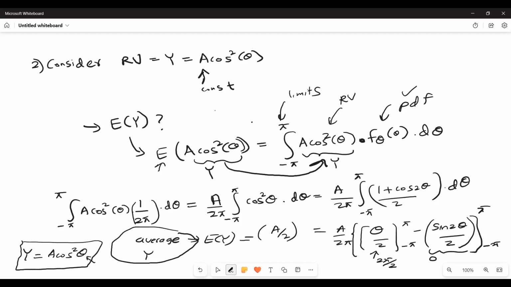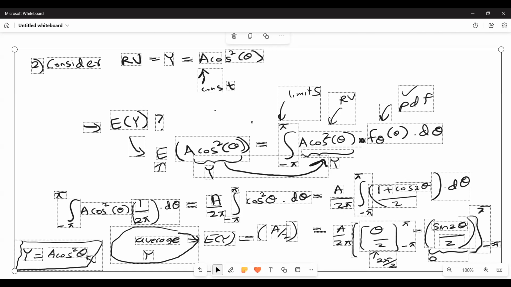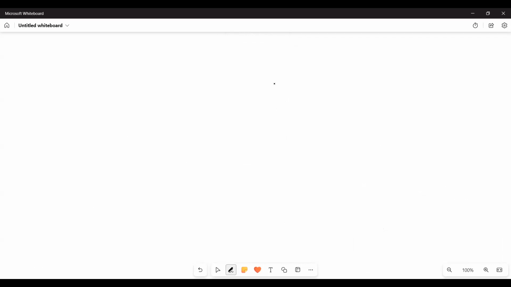I hope that is okay with you. And then I will discuss another example if you like. I think it is in the same area, where we are trying to find the expectation value of a certain random variable.